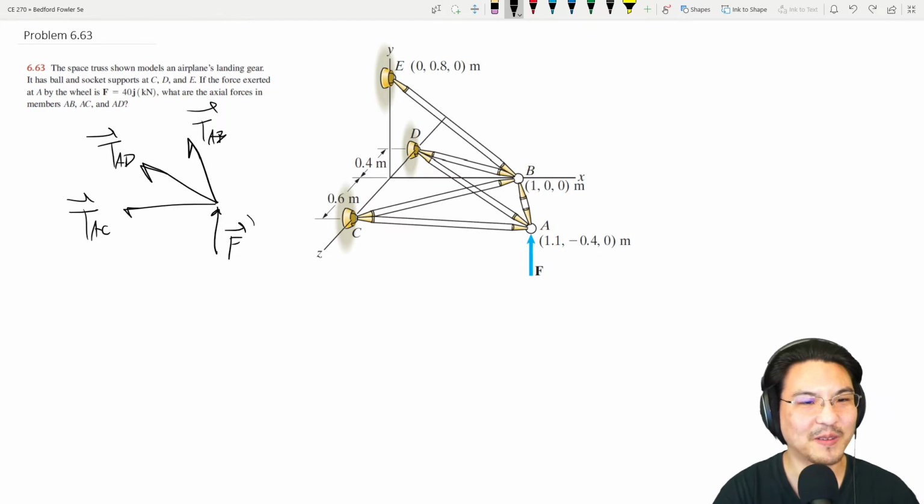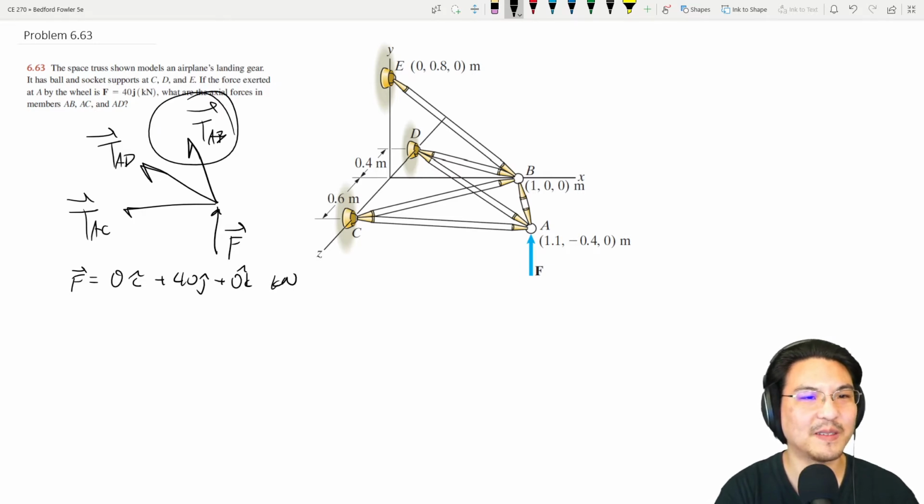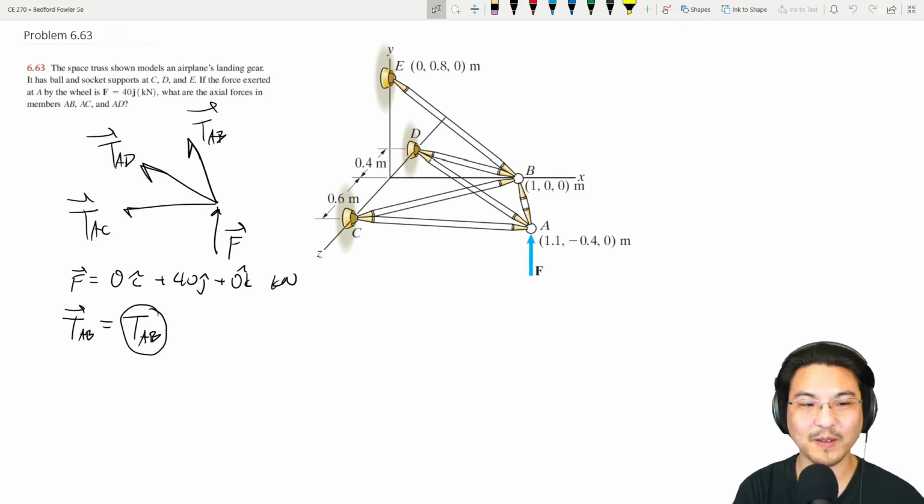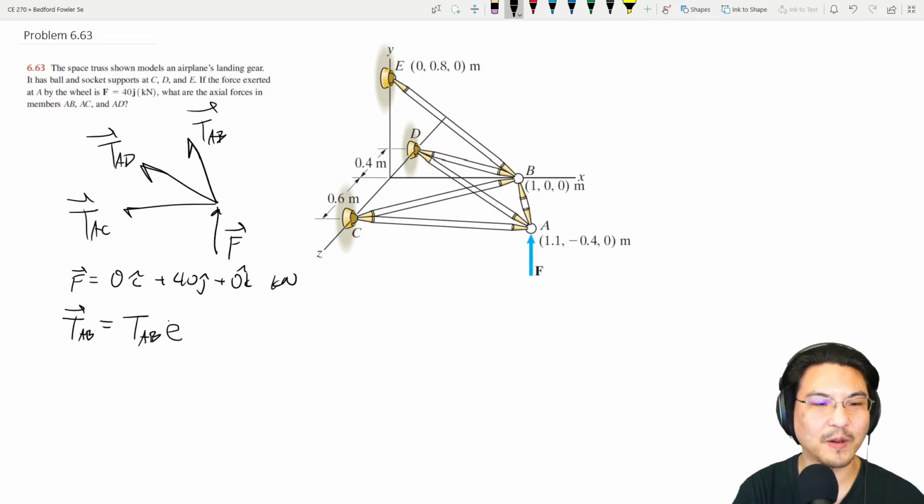Let's start with the easiest one, vector F. It's 0i plus 40j plus 0k, in kilonewtons. How about vector TAB? It's some unknown magnitude, but the direction is the unit vector from A to B, which we can get.